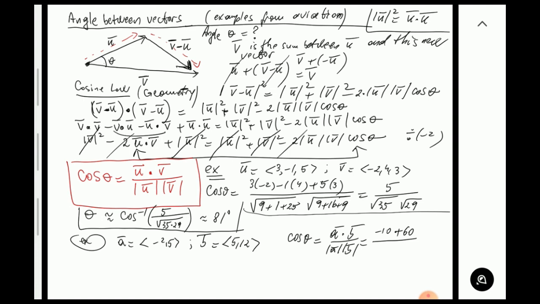Minus 10 plus 60 over square root of 4 plus 25, and then square root of 25 plus 144, that gives me 169. That's actually 13. So it's 50 over 13 root 29. Again, taking the inverse cosine of that should give you approximately 45 degrees.